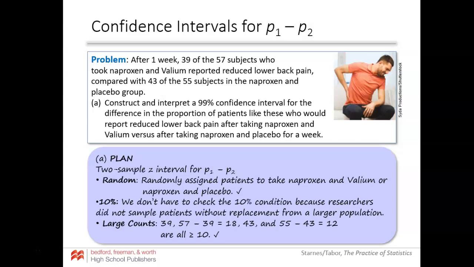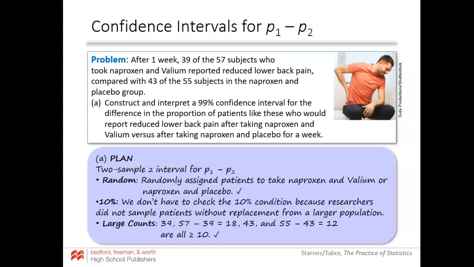And I have a feeling if you went ahead and said the 10% condition has been met because there's more than 570 people with lower back pain, or whatever number this all comes out to, I think they would still count you correct. However, you don't even have to check the 10% condition because they did not sample without replacement. If that makes sense. Probably not, sorry.